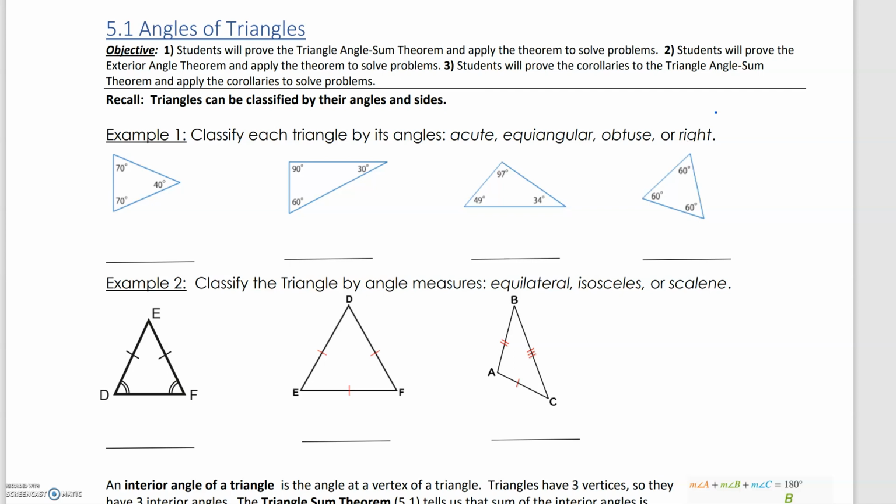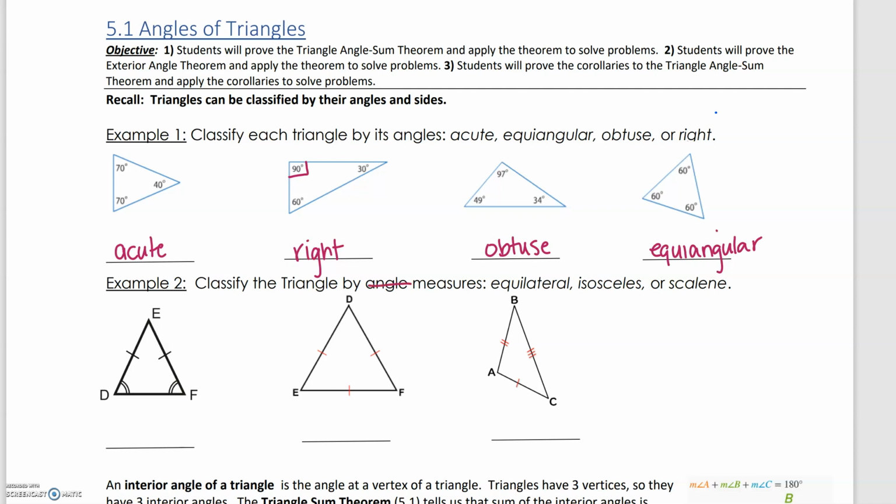And so naming it by its angles, if all the angles are less than 90, then it is an acute triangle. If we have a 90-degree angle, then it is a right triangle. If we have an angle that is greater than 90, it is obtuse. And if we have all equal angles, then it is equiangular.